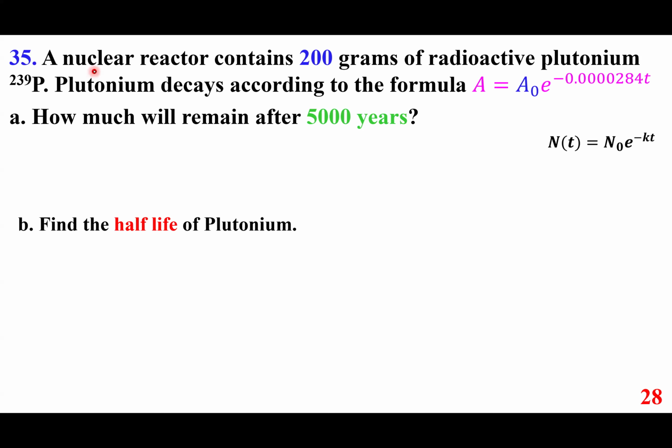A nuclear reactor contains 200 grams of radioactive plutonium-239. Plutonium decays according to this formula: A equals a sub 0 e to the power of negative 0.0000284 t. How much will remain after 5,000 years? Find the half-life of plutonium.